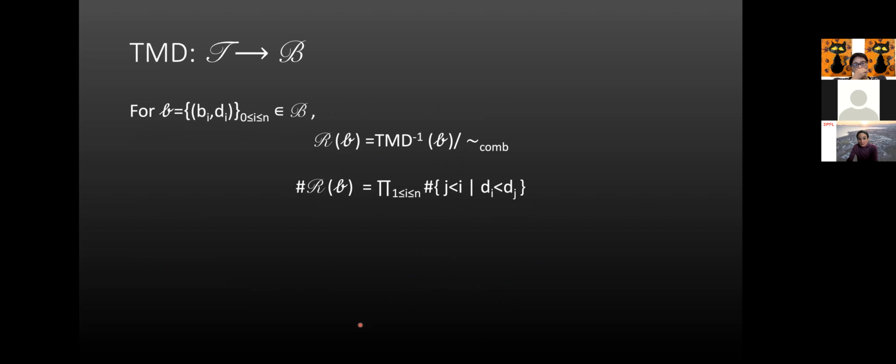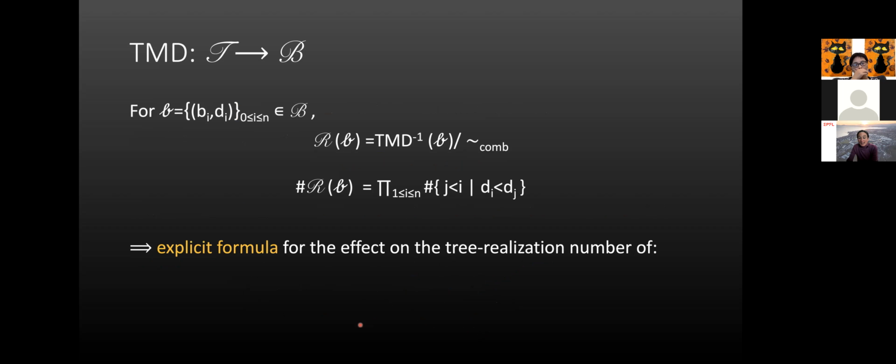So there's a reminder of what we just saw. And once we have this formula for this tree realization number, it's easy to provide an explicit number for the effect on this tree realization number of the following two actions, either adding a new bar to the barcode or transposing the order of two bars. These are things one could imagine doing with no problem.